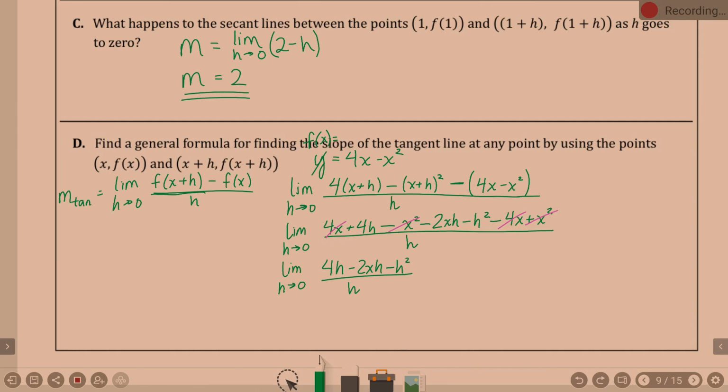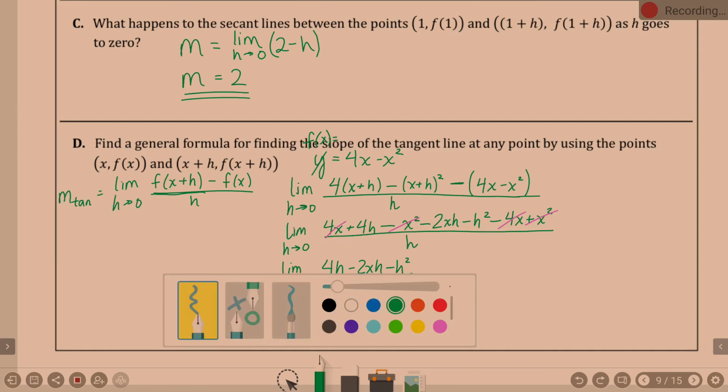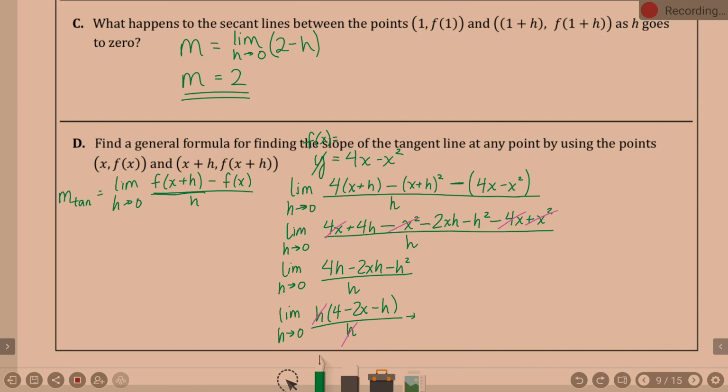And what's happening as you would expect? Everything on top has an h, so I'm going to factor an h out. H times 4 minus 2x minus h all over h. The factor of h cancels. So this is the limit as h approaches 0 of 4 minus 2x minus h.